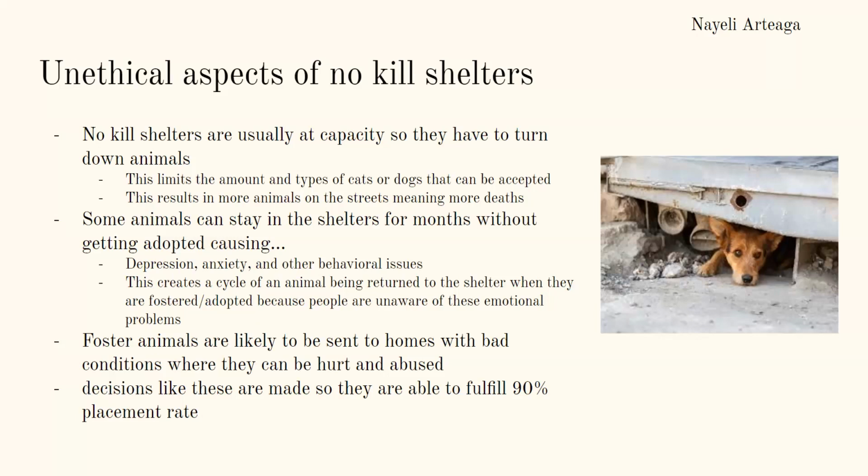And then some animals can stay in shelters for months without getting adopted, causing depression, anxiety, and other behavioral issues. This creates a cycle of an animal being returned to the shelters when they are fostered or adopted because people are unaware of these emotional problems. Foster animals are likely to be sent to homes with bad conditions where they can be hurt and abused. And decisions like these are mainly made because they need to be able to fulfill that 90% placement rate.